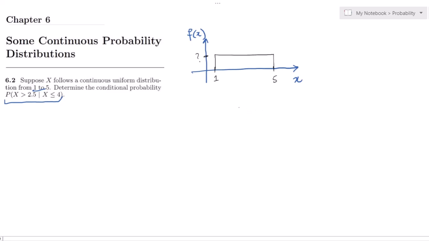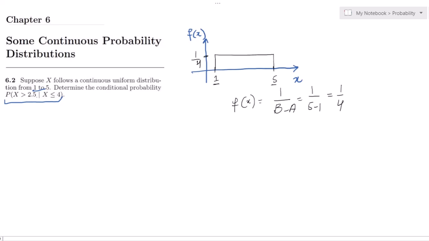In order to calculate it, I can use the formula for f of x, and that is 1 over b minus a. Here the value of b is 5 and the value of a is 1. So 1 over 5 minus 1 is 1 by 4, which will remain the same. This is what we have found out.